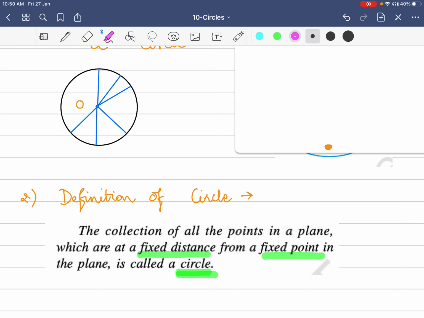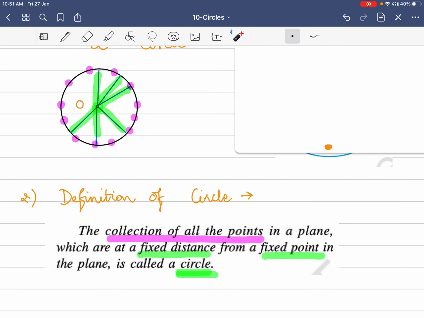So let me use a different highlighter here. Collection of all the points. So these are those points. Collection of all the points. And what is the characteristic of all these points? They are at a fixed distance from a fixed point. So which is the fixed point? Let's use green. Yes. So this is my fixed point, and this is my fixed distance that I was talking about. So what is a circle?